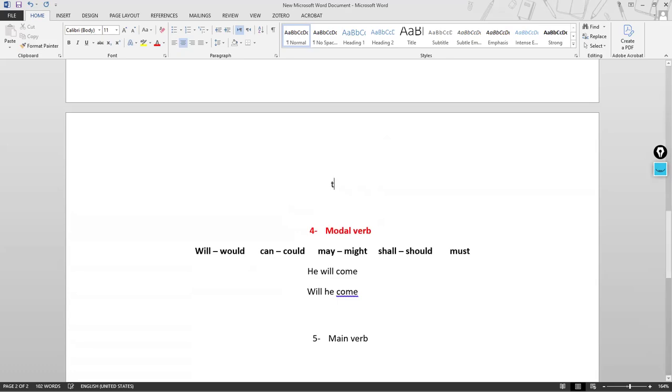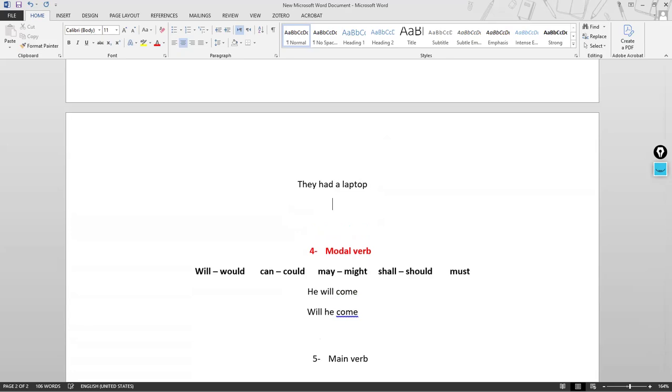For example, they had a laptop. Now, how can I ask a yes or no question? Does they have a laptop? Bravo. Does they have a laptop? Thank you so much. So I wrote the base form of the verb, had, and not does.